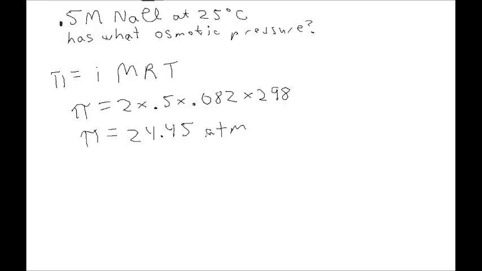Okay, good, great. One thing that would be good to be a little bit more systematic would be to start by writing down the symbol for what they're asking us. In this case, this would be the symbol, but this was a good method. It's good that you saw that we had to plug in 2 for i, because the sodium chloride is going to split up. All right, that's good.